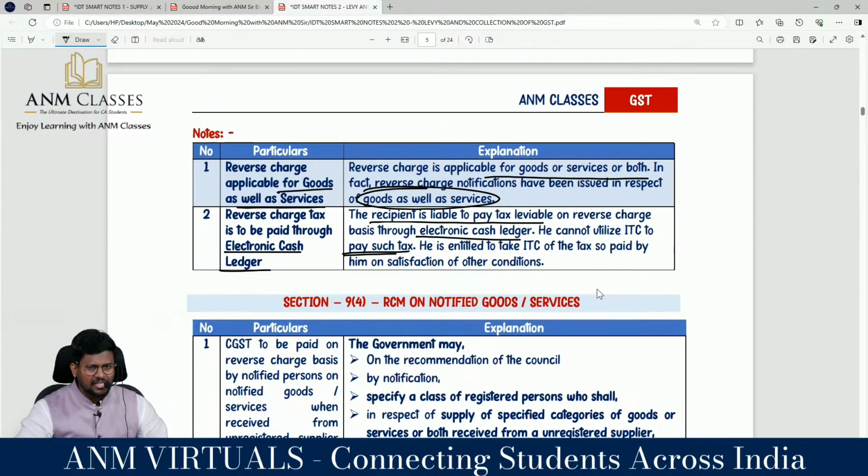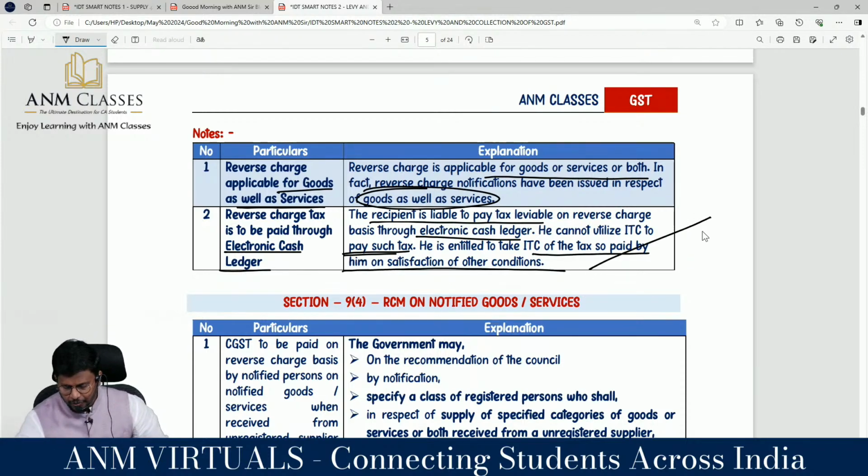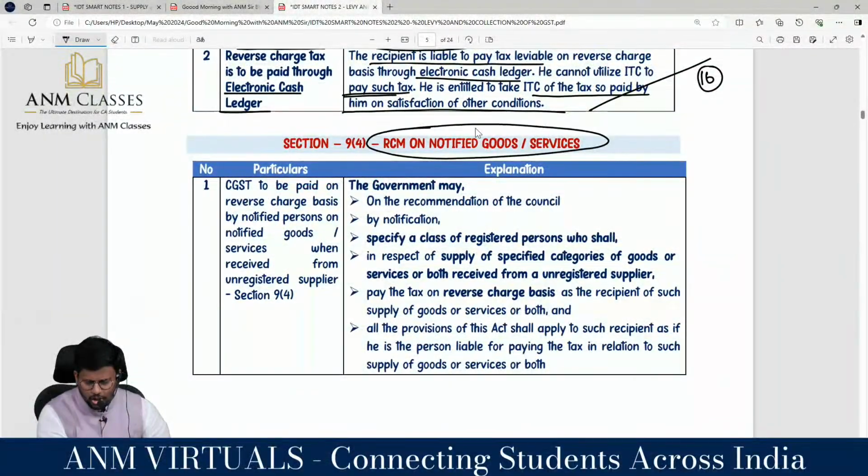Maybe you may have a balance in the electronic credit ledger, but you cannot utilize that to pay RCM. You have to separately pay from your pocket through the electronic cash ledger. He is entitled to take ITC of the tax so paid by him on satisfaction of that. If you are satisfying section 16, the basic section, whatever amount you have paid on RCM can be availed as ITC. The amount you pay through the electronic cash ledger, you can take as ITC. I think after our whole act discussion, every word is having a brilliant meaning now, correct? Yes, 9(4) RCM on notified goods or services.